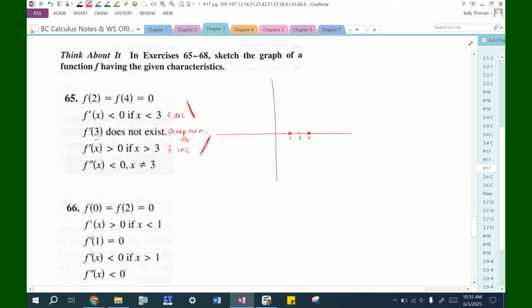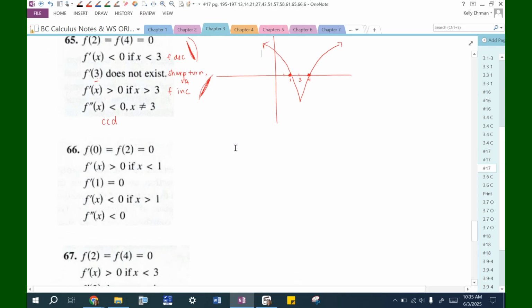So decreasing to the left, increasing to the right. And the second derivative is less than 0 as long as x is not equal to 3. That means that the whole graph is concave down everywhere. So concave down decreasing, concave down increasing. So I think I am going to do a sharp turn at 3. So I'm just going to do something like this, and then a sharp turn. It's supposed to be curved the whole way. You could also do a vertical asymptote at 3. It doesn't say f has to be continuous. So you could also do a vertical asymptote.